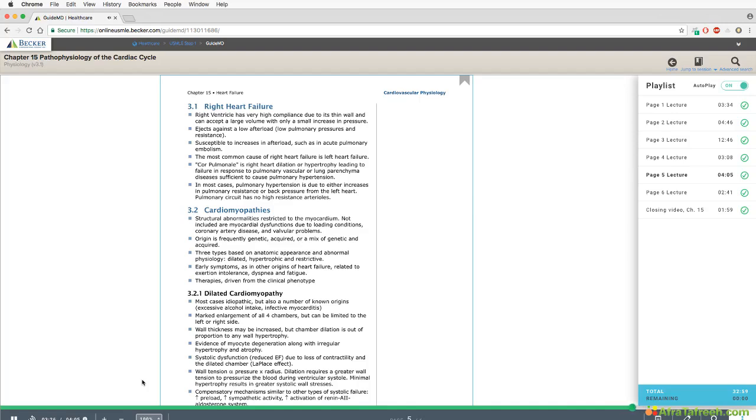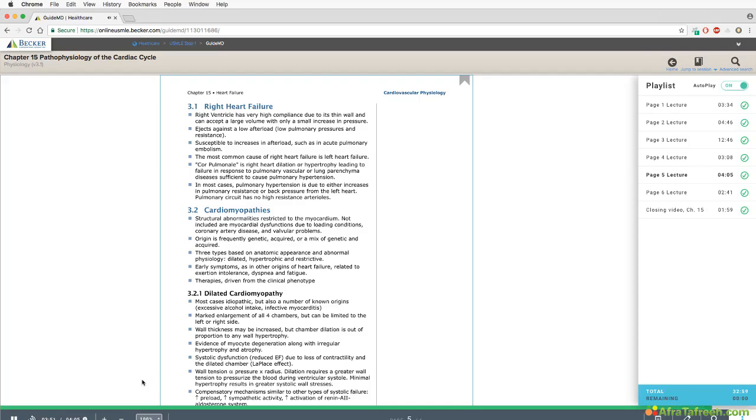Wall tension is proportional to pressure times radius. Dilation increases the radius, which requires a greater wall tension to pressurize that blood in the ventricle. So the combination of a loss of contractility and the Laplace effect then is resulting in decreased performance during systole.